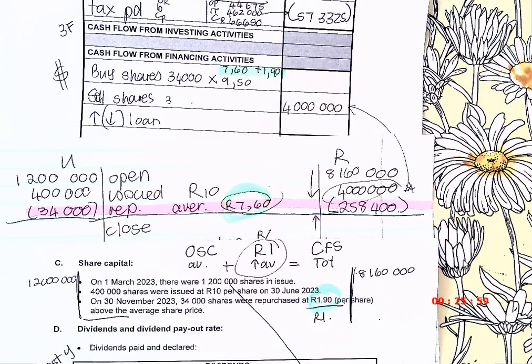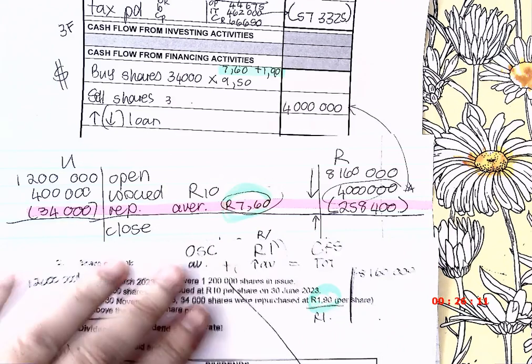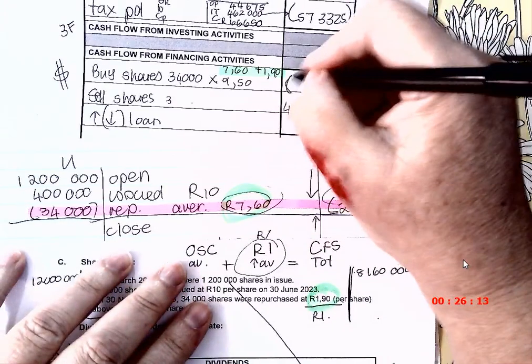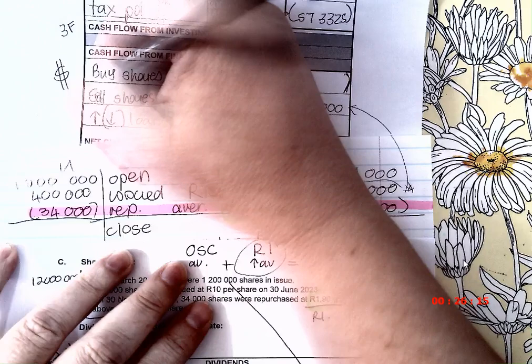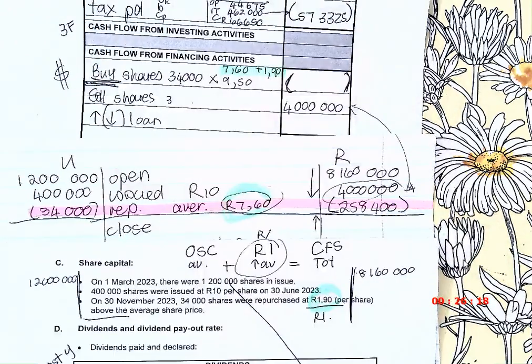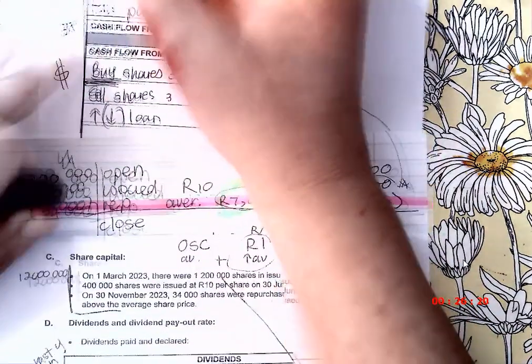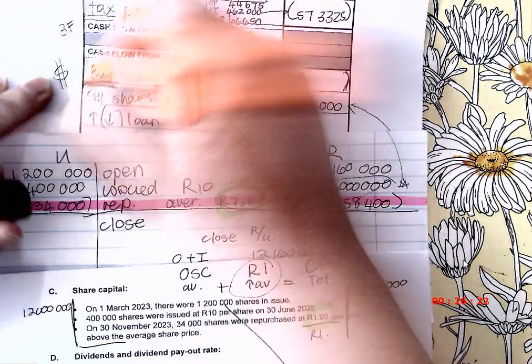Because what is the cash flow? It's the money going out of my pocket. And so if I pay R9.50 for it, doesn't mean the average is R9.50. Okay. So this gives me what? And remember your bracket. Why? Because I'm buying. Whenever I buy or I pay, it's a bracket.